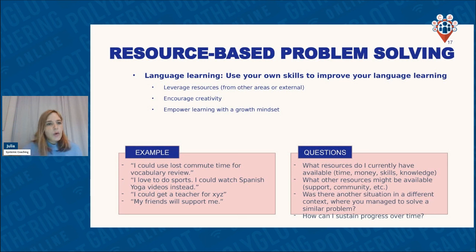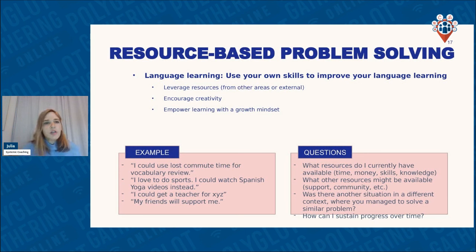For example, you could use lost commute time for vocabulary review, or you could notice, hey, actually, I love sports, which has nothing to do with languages, but I could watch videos in Spanish instead to get more listening practice in. I could get a teacher for XYZ, or I know I need external accountability. I need to tell my friend that I'm learning this language, and he will ask me every week how I'm doing, and that will motivate me.